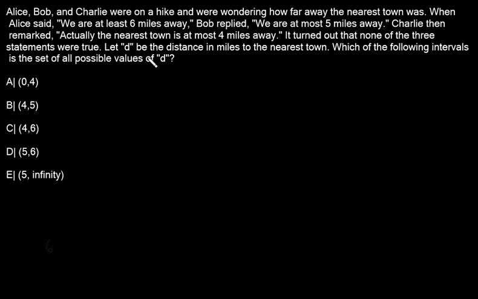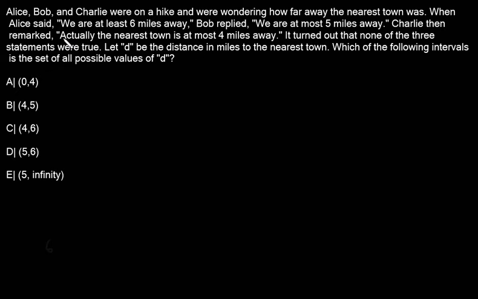Let D be the distance in miles to the nearest town. Which of the following intervals is the set of all possible values of D? So first of all, these guys look like they're getting into a lot of fights with each other, getting things wrong. Regardless, let's get into the problem.